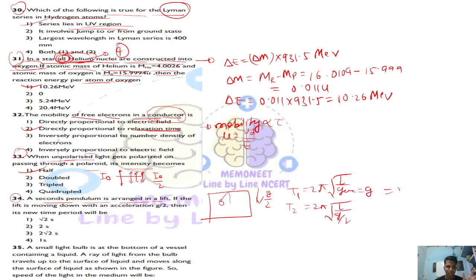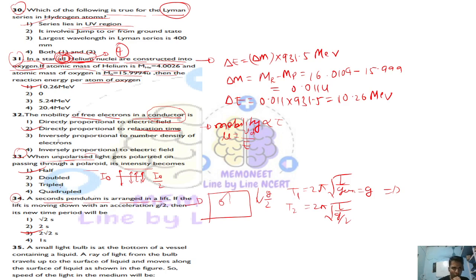It's in the second, so you can easily calculate the new time period in terms of the first time period, and it will become 2 root 2. Once you calculate this T2 in terms of T1, it simply comes out to be 2 root 2. It's a simple question, not a big deal to solve. You just need to take the ratio and calculate T2 in terms of T1.